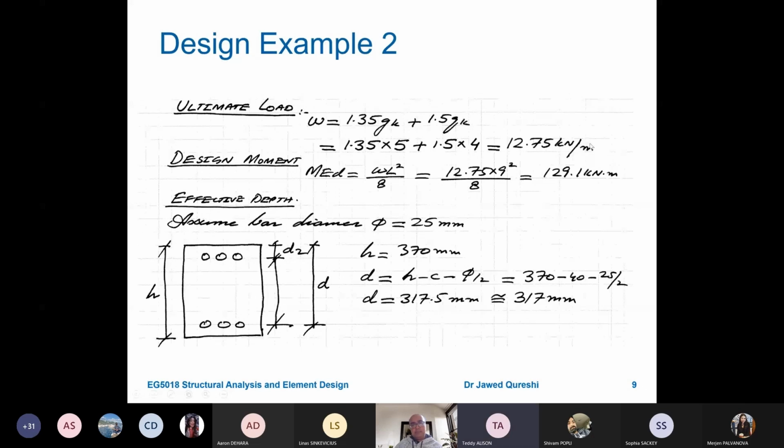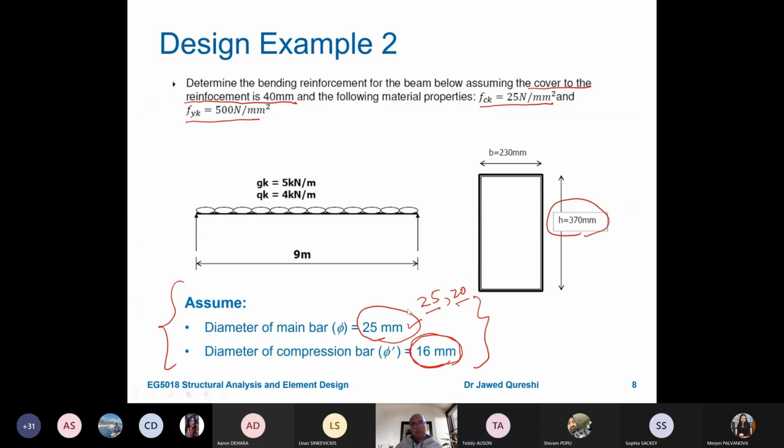When you said assume the diameter of the bars, is that a general thing, or is this just for this example? Will it always be assumed 25 for the main bar? When you are working in an actual design office, normally you would assume it because you will not be given D. So you decide about this H and B yourself, and then you assume these bars. Yes, this is just to work out D and D2. And this is a sensible assumption: 25 or 20, and diameter of compression bar 16.